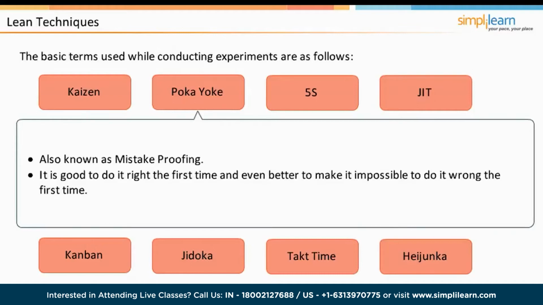The second technique is Bokoyoke. It is also known as mistake-proofing. It is good to do it right the first time, and even better to make it impossible to do it wrong the first time. The prompt received to save the Word document before closing it without saving is an example of Bokoyoke.